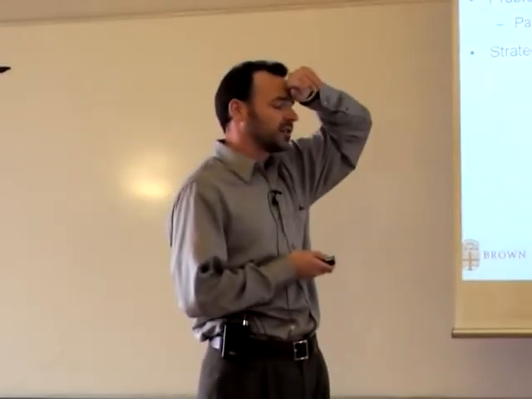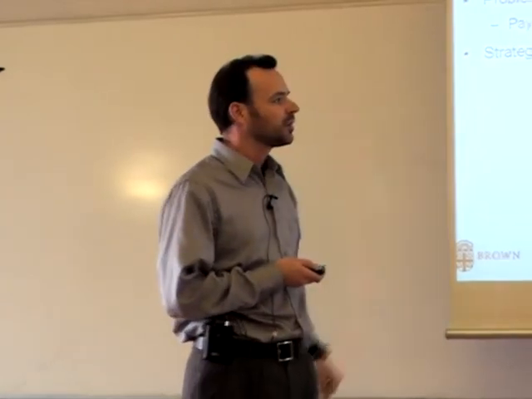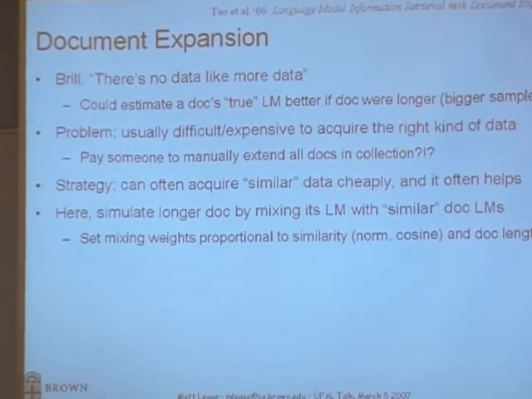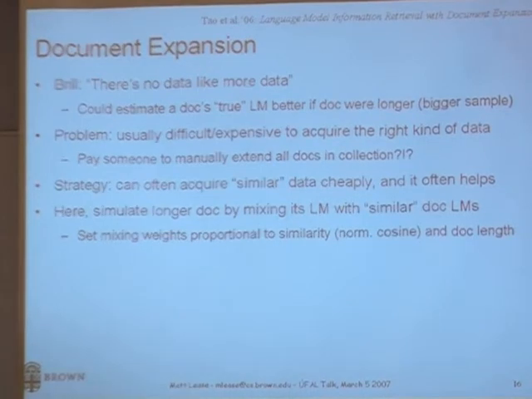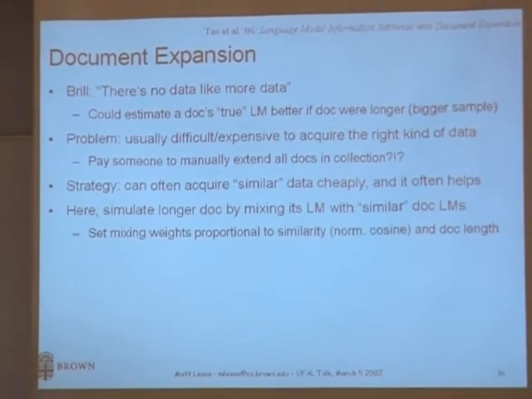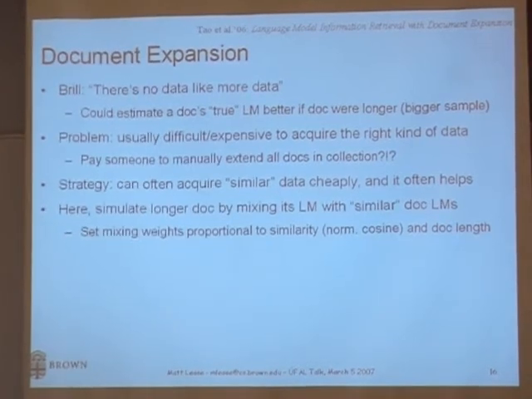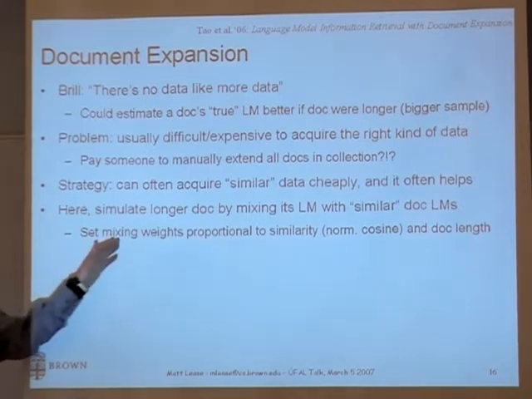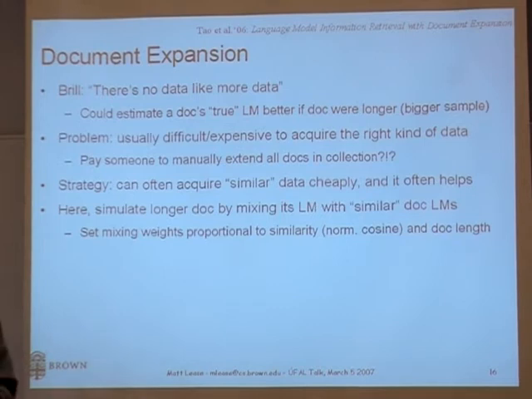Well, a commonly used strategy is that you can usually get similar data pretty cheaply, and it helps. Not as much as if you had the right data, but it helps to some degree. So here we're going to simulate having a longer document by mixing its language model with similar document language models. You can imagine that we are essentially appending similar documents to the current one, and weighting how much we append them based on how similar they are. So in this case, we just set mixing weights proportional to similarity. Again, we can talk about using the cosine over the normalized documents, and shorter documents are again going to need more smoothing.